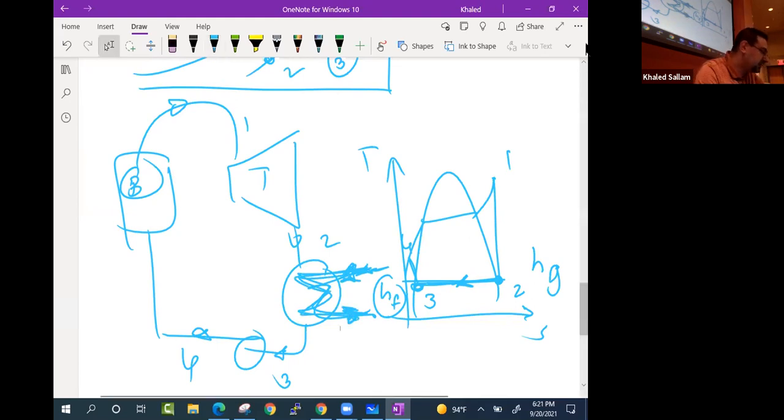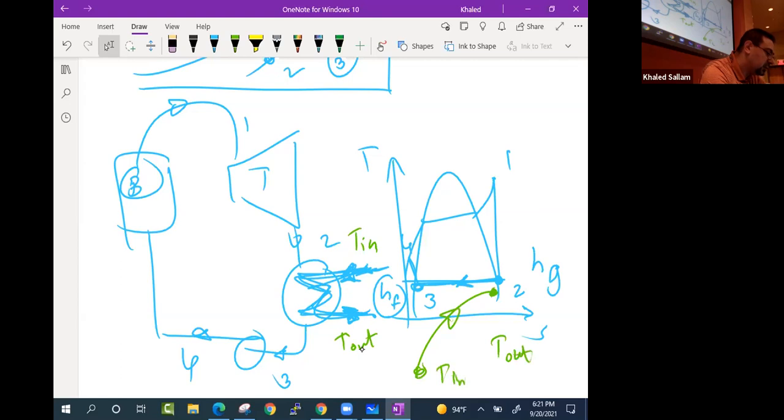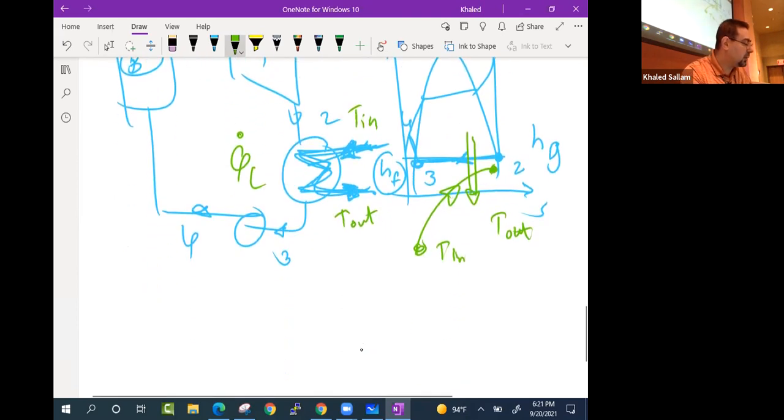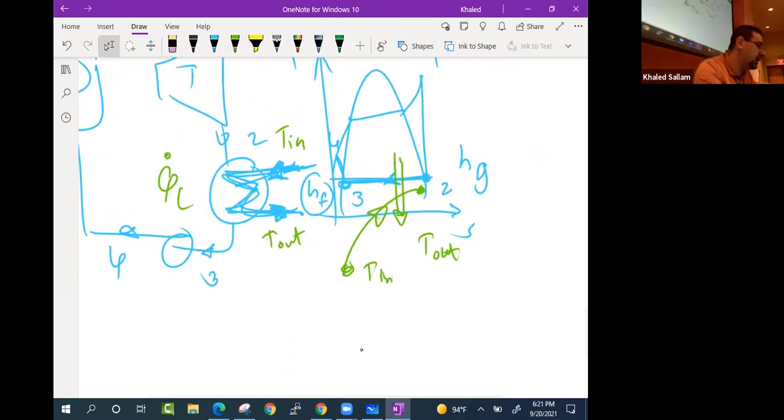So it's this guy that is doing it. He's getting hot. He's coming in with T in and leaving with T out. Okay, and because he's colder than the steam, the steam gave him its Q dot L. Make sense?